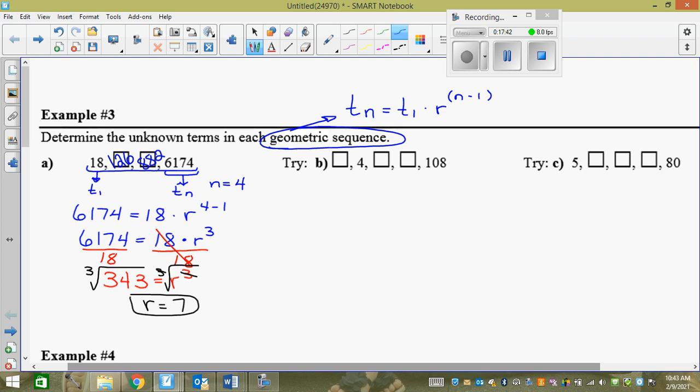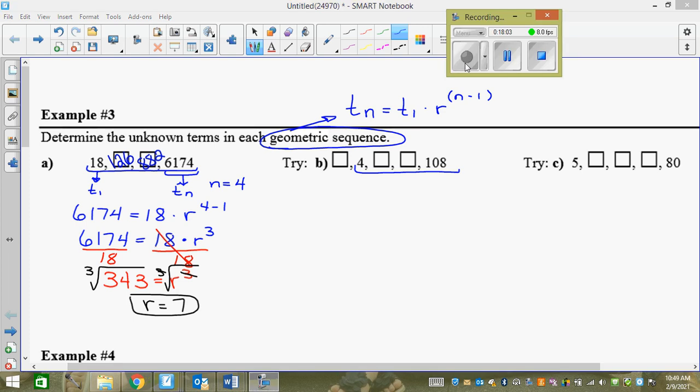What's the catch with B, guys? You don't know the first one, so we're going to make a pretend T1. Remember how we did that with arithmetic? We're going to treat these like it's exactly the same as this one here with 4. We're going to find R, and then how do we go backwards? Divide. Yeah. So try it out. You're going to do this try and this try, so B and C.